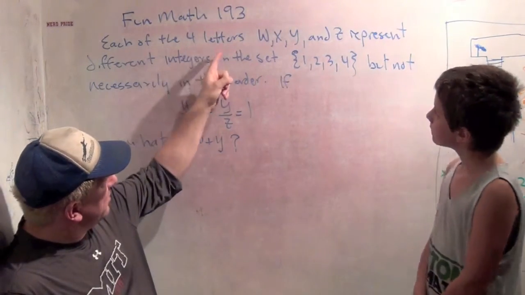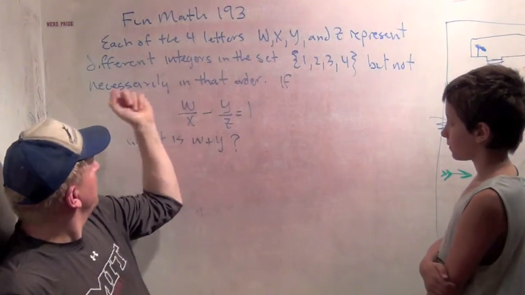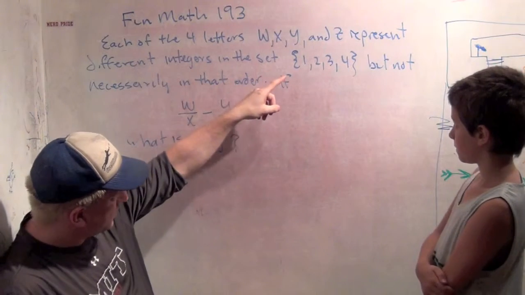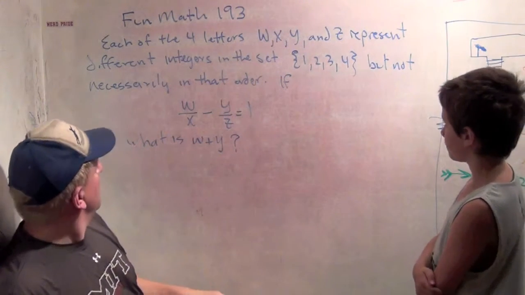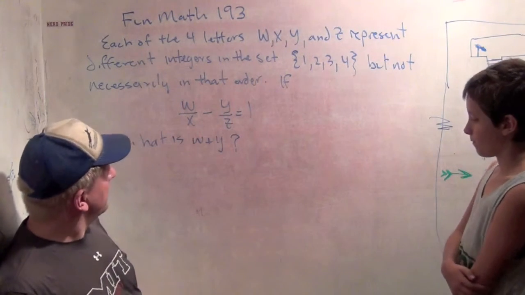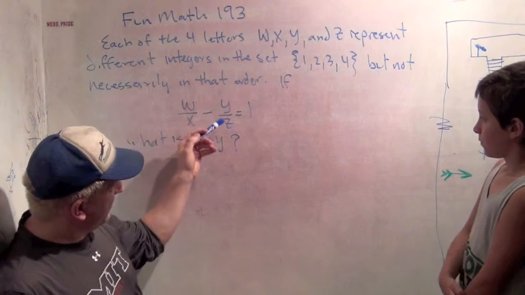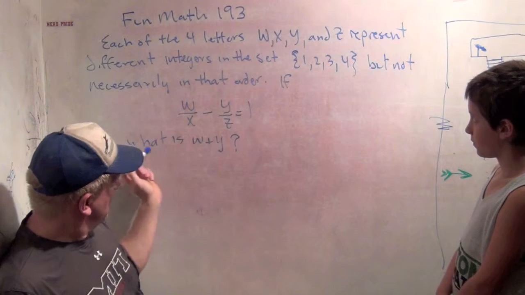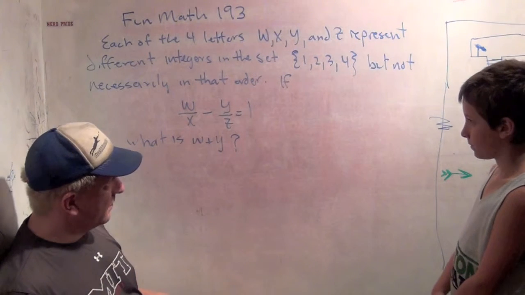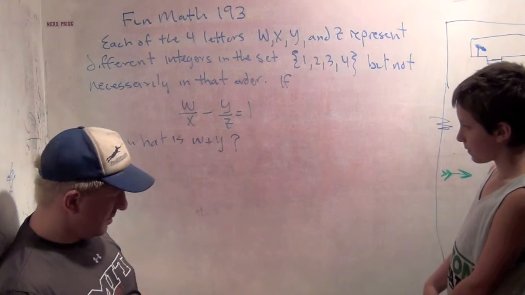Each of the four letters, W, X, Y, and Z, represent different integers in the set 1, 2, 3, 4, but not necessarily in that order. If W over X minus Y over Z equals 1, what is W plus Y? Okay? Got it? Yeah.